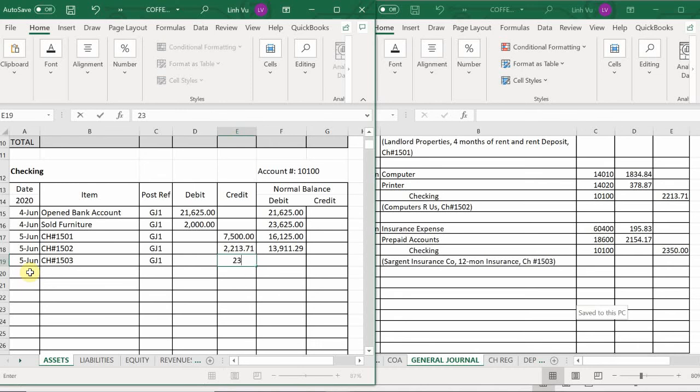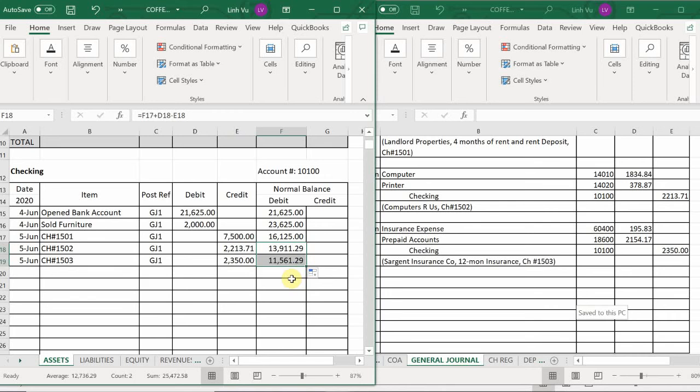2,350. It is 13,911.29 minus 2,350, which is 11,561.29. Excellent. Good. Okay, so there we go. Our journal's done. Our ledger's done.